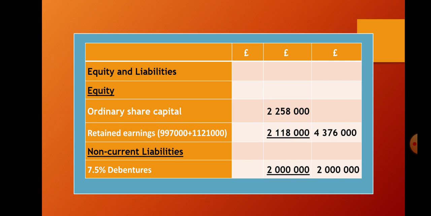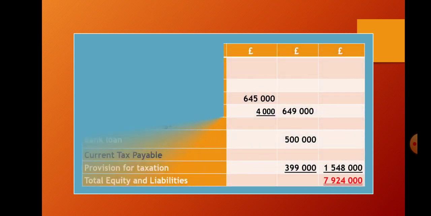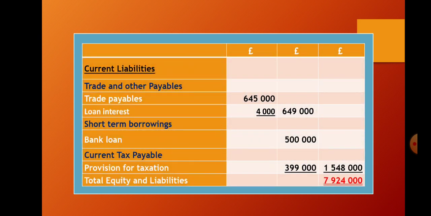Then under non-current liabilities, we have 7.5% debentures, which is 2 million. We have a bank loan also, but that is a short-term loan. So it should come under current liabilities, not non-current liabilities. Okay. So we will look into the current liabilities now. Under current liabilities also, again three headings will be there. All of you should study the format and remember the format which have been discussed in the previous classes.